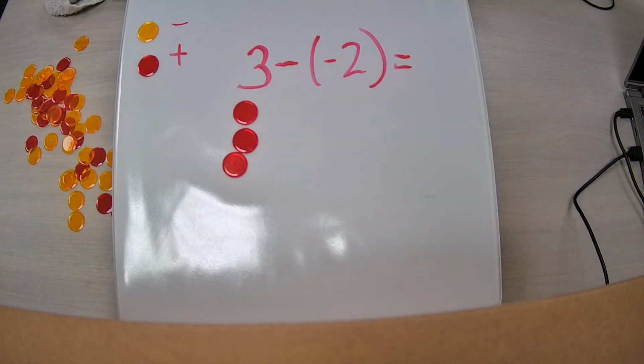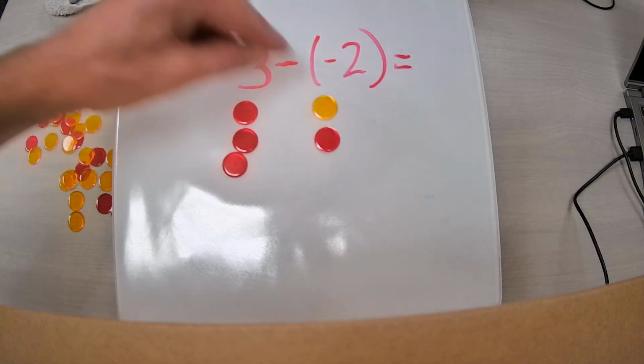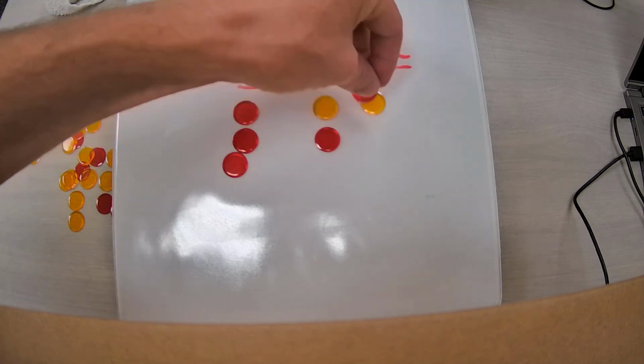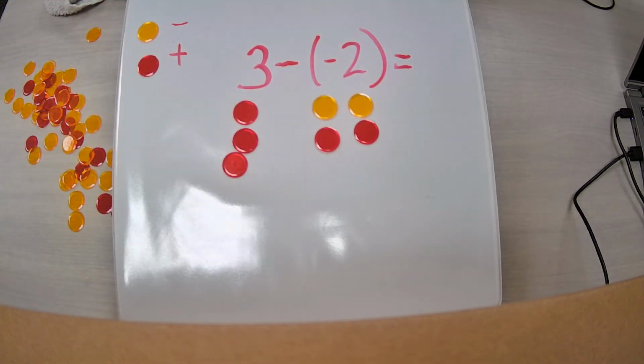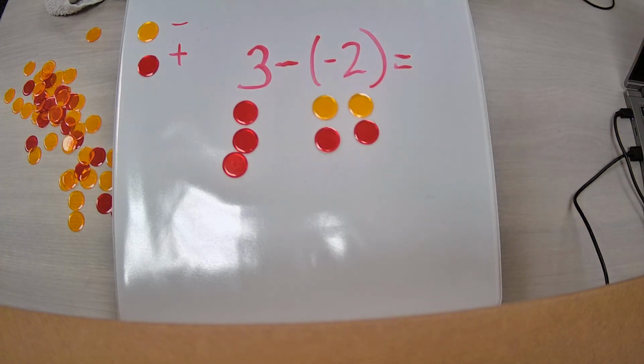Alright, one more example for you. We got positive 3 minus a negative 2. Now, we don't have any negative integer chips, so we need to make some 0 pairs. There's 1 0 pair and 2 0 pairs. Okay, now we're able to subtract this negative 2.